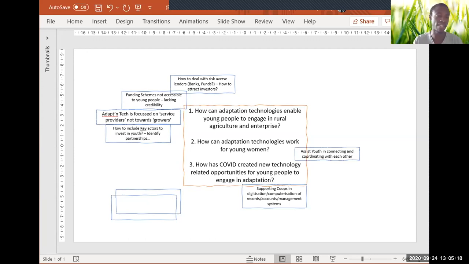And this really links to the third question where we're looking at COVID. Most of the COVID technologies that have come up have mainly been cloud-based and digitalizing things that you would otherwise do manually. So external input or external support, funds and resources are needed to build the capacity of young people on these basic technology uses and digital processes, so that they are able to advance when it comes to technology in rural areas. This is it. Saqib, Caesar, Finn, please throw in if I forgot anything.